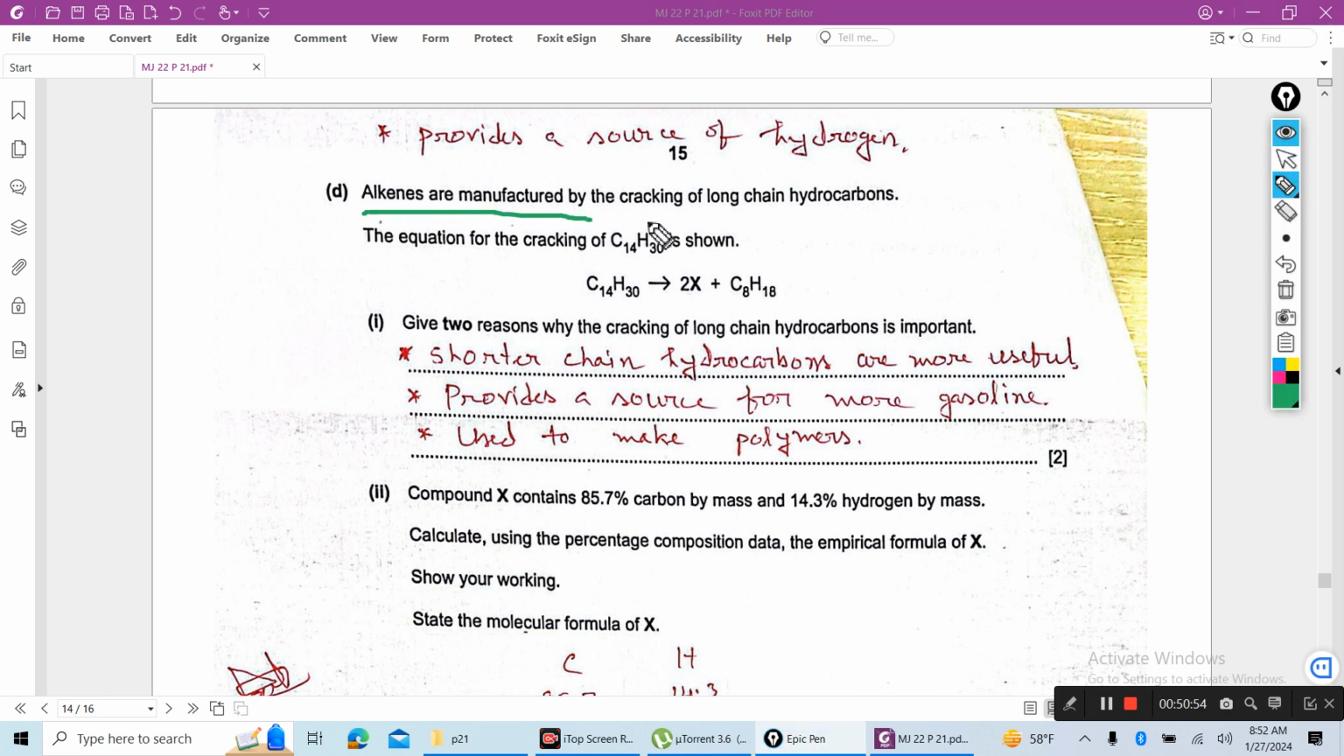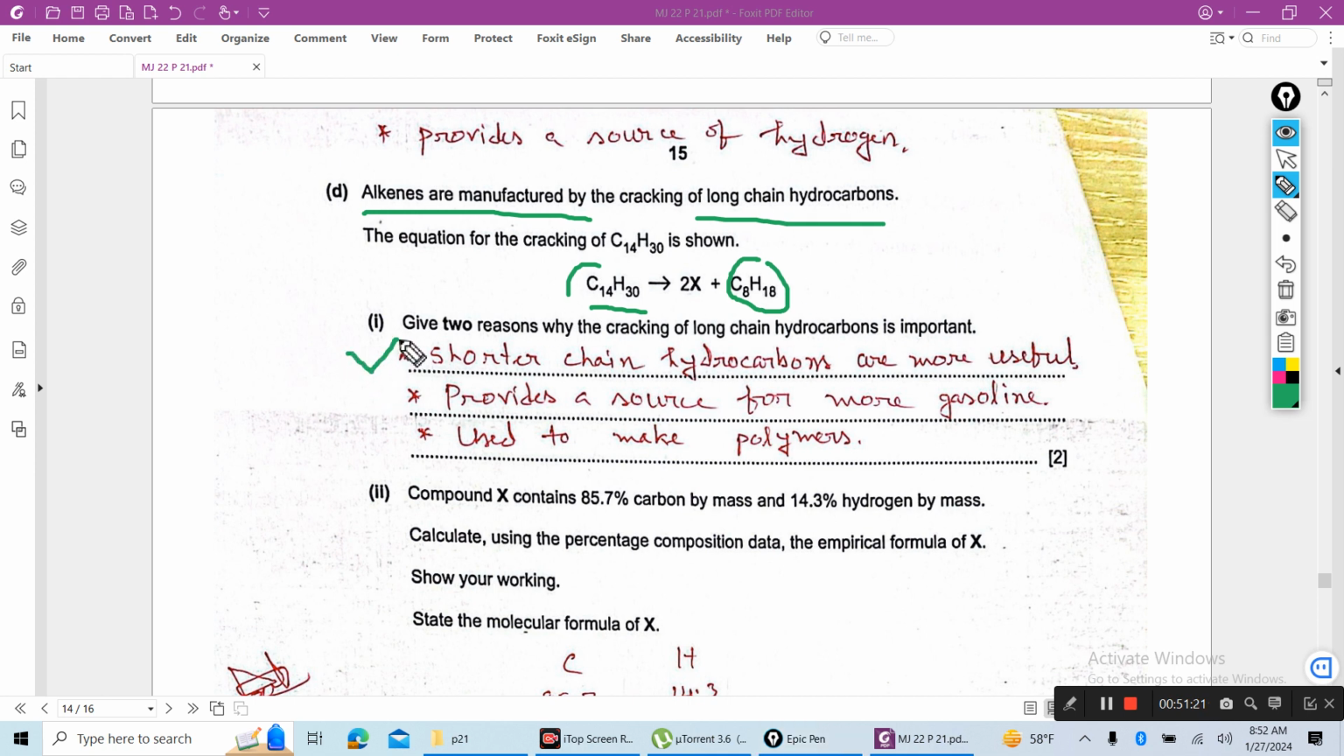Alkenes are manufactured by the cracking of long chain hydrocarbons. By the cracking of hydrocarbon, this equation is given. This long hydrocarbon is octane. Give two reasons why the cracking of long hydrocarbons is important. This is the importance of cracking.